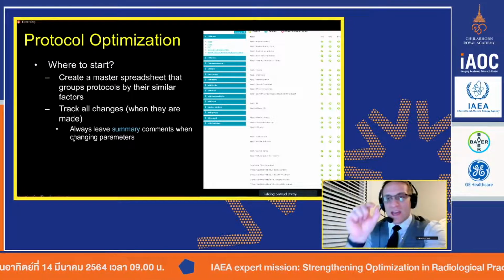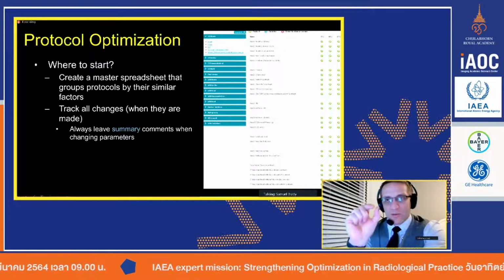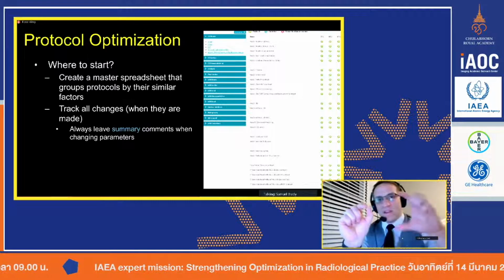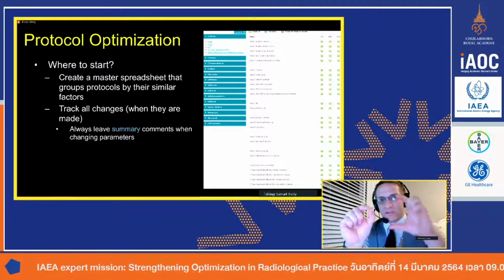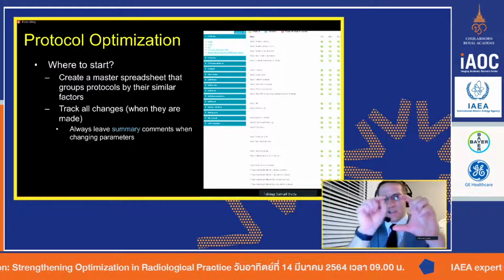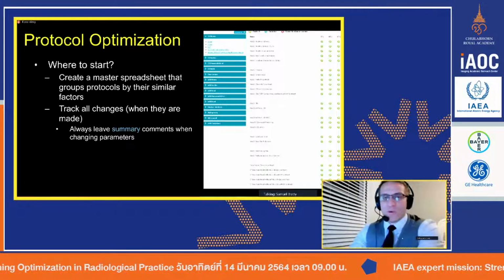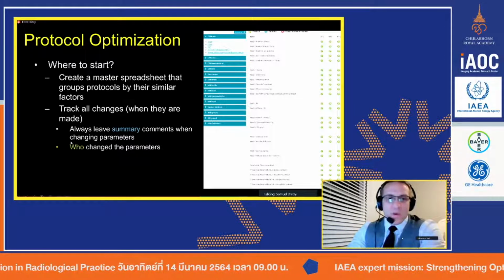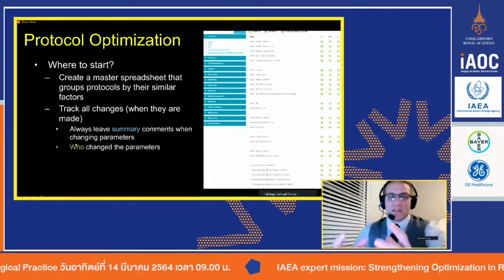And so we're looking at it as a parameter. If we want to improve spatial resolution, okay, that's fine. And these are the protocols that all use the same or similar parameters. So the same change for all of them will improve every one of them. And so what we want to do is track these changes.